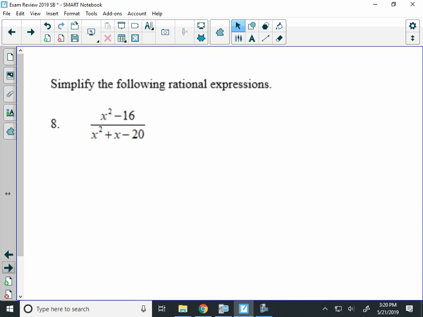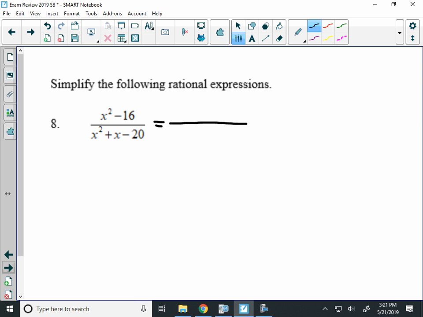Let's simplify some rational expressions. Number 8. First of all, we're just simplifying. There's no adding, there's no subtracting, so you cannot just cancel the x's. Don't do that. Don't be that person. Let's factor first. You cannot cross things off unless they are in factor form. Don't commit the algebraic atrocity.